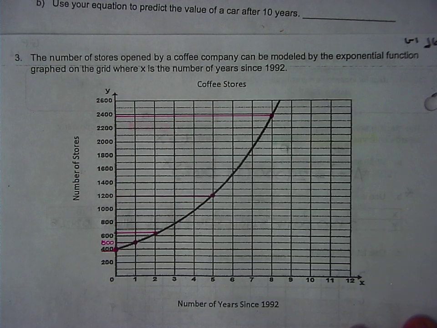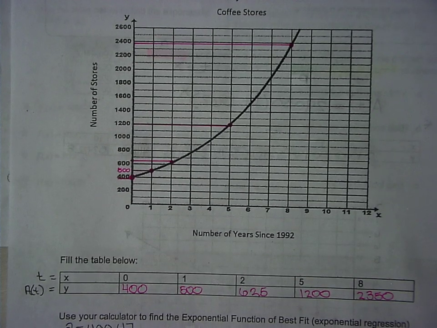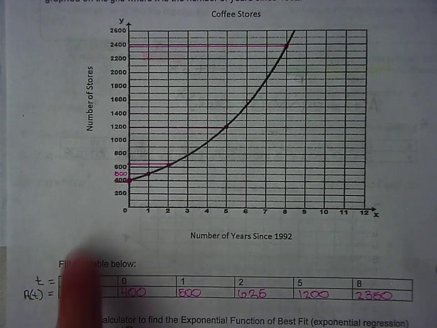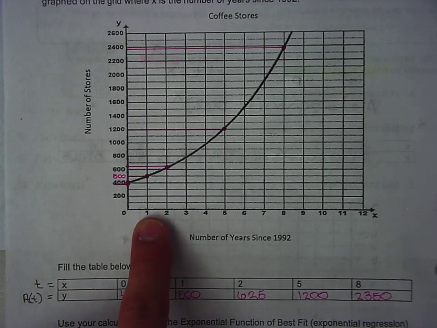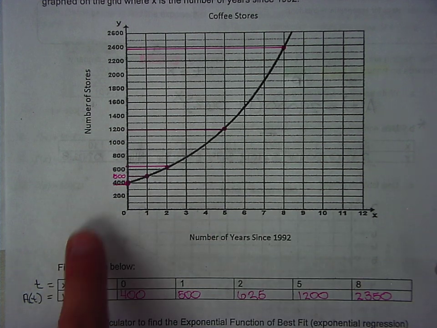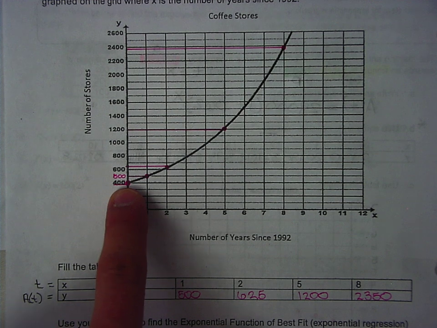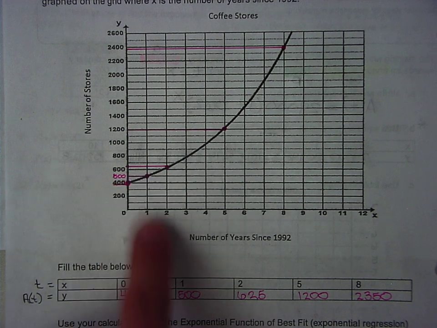And we have our nice little exponential curve here. Our first question is we're asked to fill in the table below. They give us the x values 0, 1, 2, 5, and 8. So your job, or my job as I did for you, was to go ahead and approximate the y values for each of these spots on the graph.